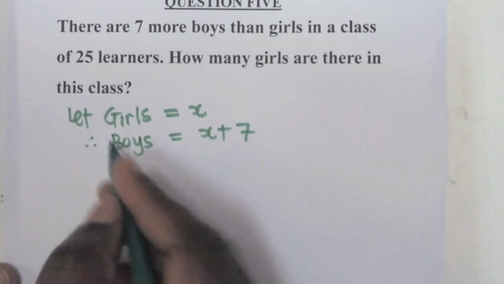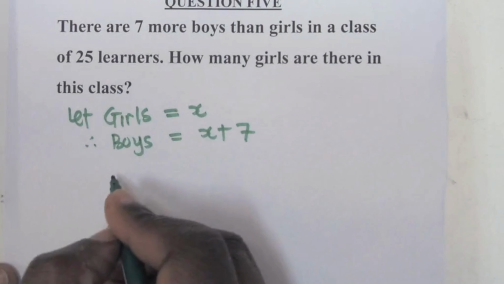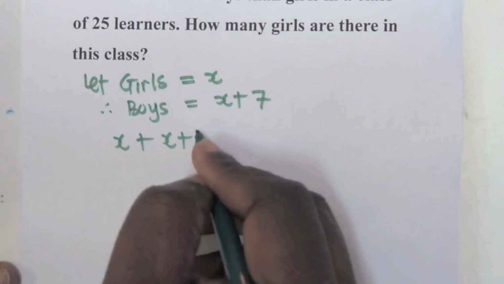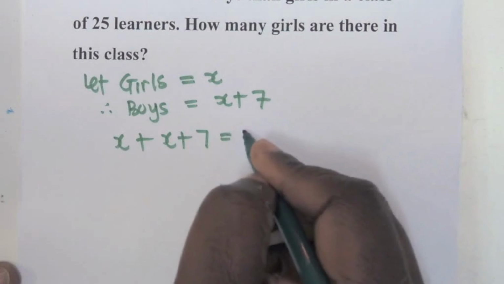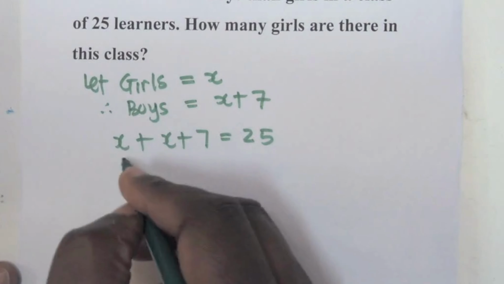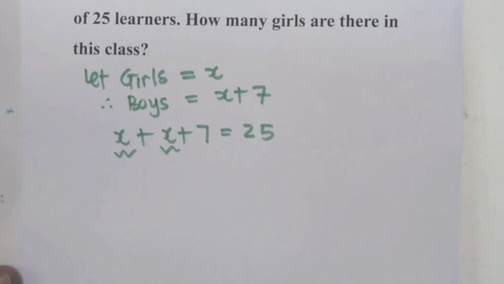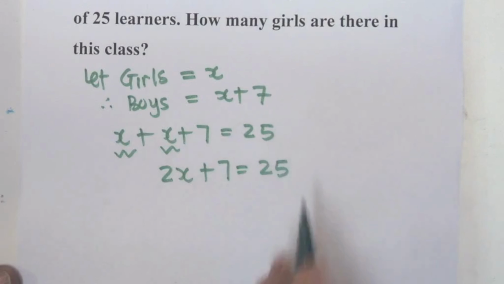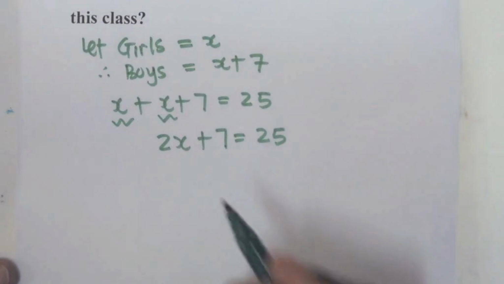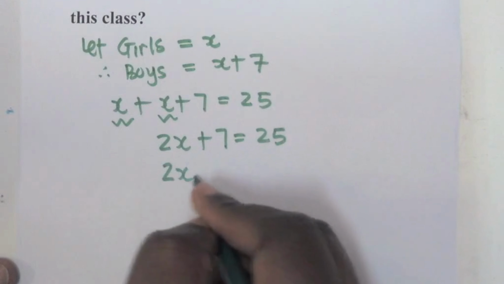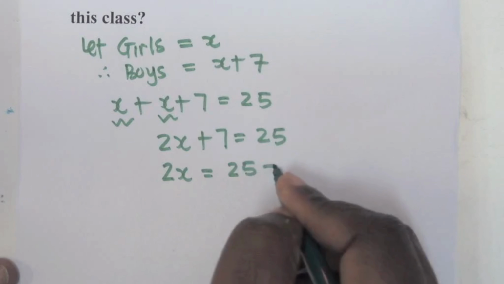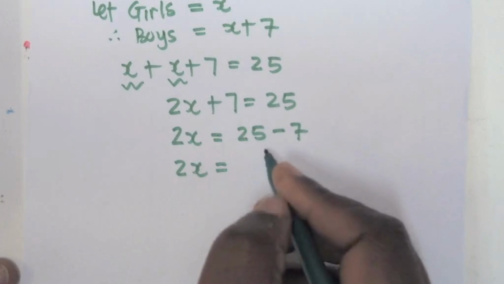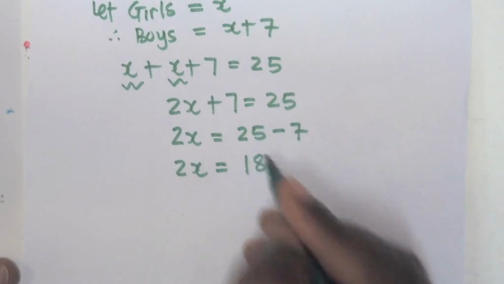But if I add, I'm going to get a total of 25. So I can set up an equation. X plus X plus 7 should give me 25. And again, I've got my like terms here. I simplify further. I'm going to get 2x plus 7 is equal to 25. Solving this equation further, I'm going to get 2x is equal to 25 minus 7. 2x is equal to 18.